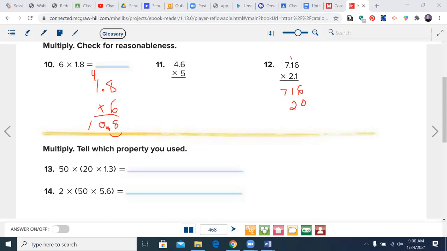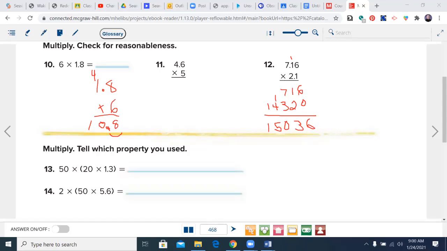I'll put a 1 up here. 2 times 1 is 2, plus 1 is 3. And 2 times 7 is 14. We go ahead and add 6, 3, 10. Regroup and put the 1. So we get 5 and 1.